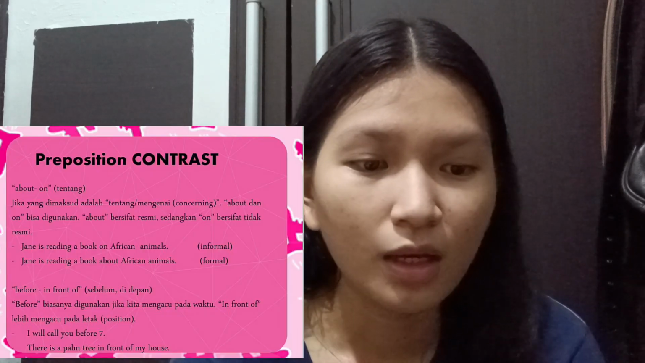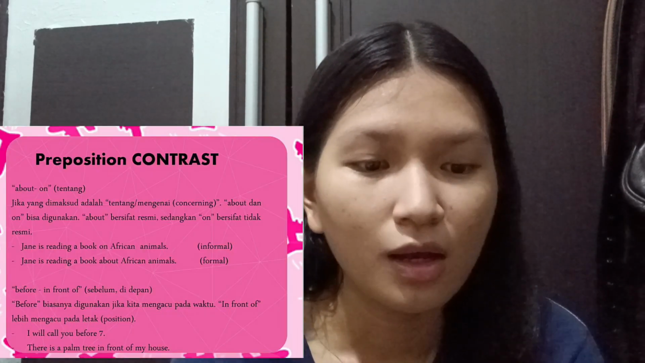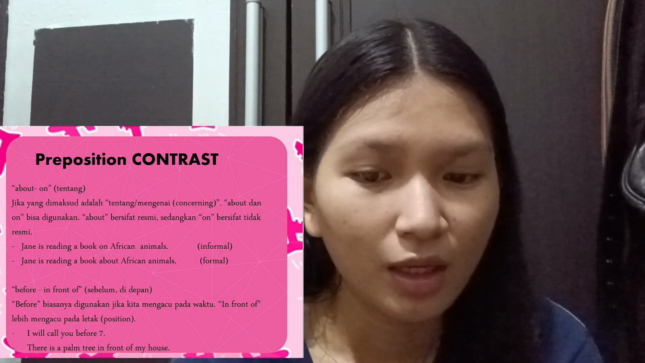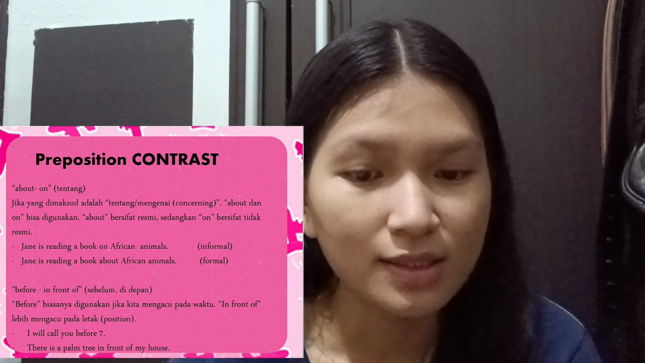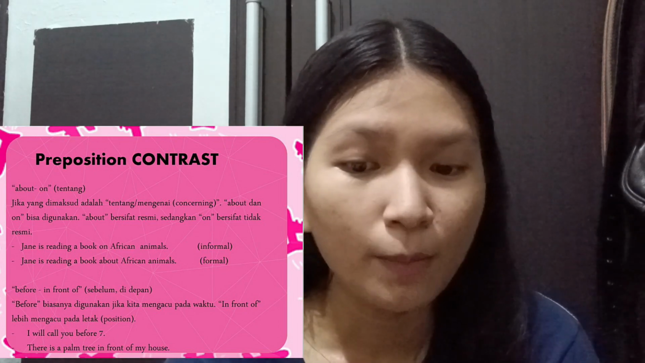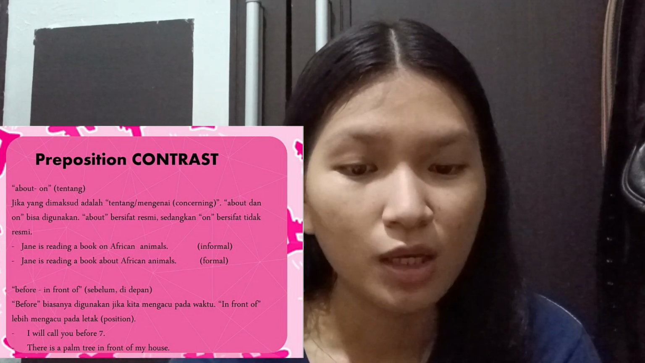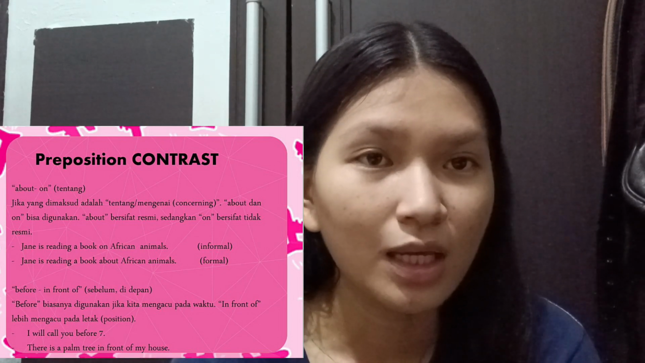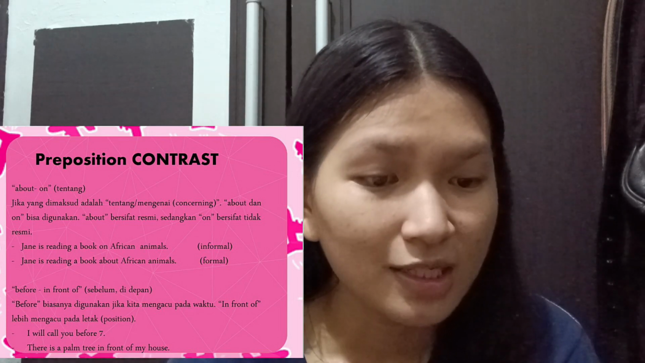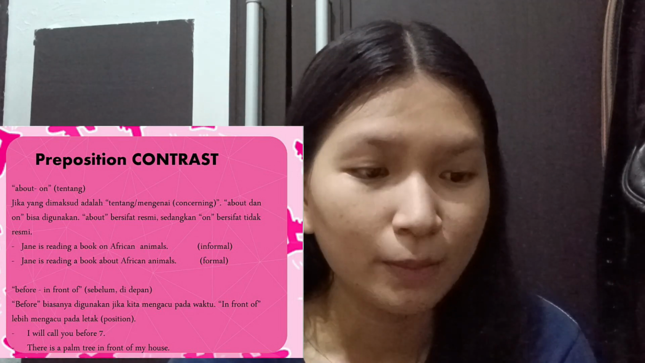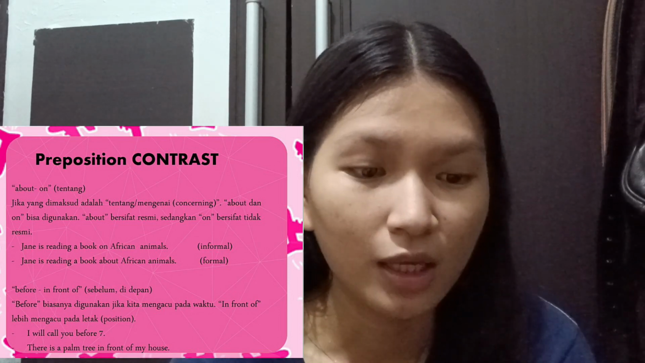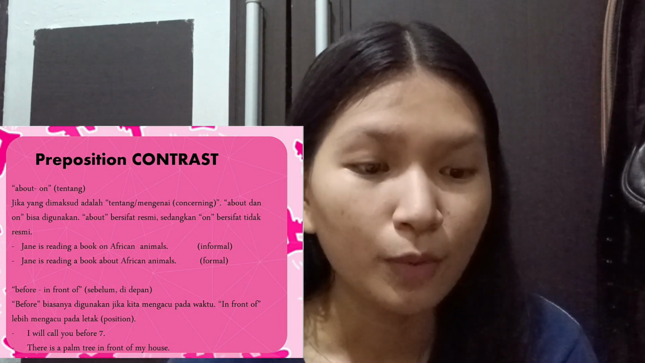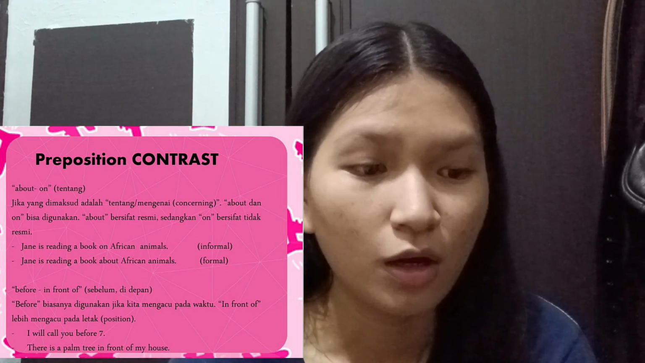In the next slide, we are going to explain preposition contrast. About, on, or tentang. If what is meant is about or regarding, about and on can be used. About is official while on is informal. The example: Jane is reading a book on African animals. Jane is reading a book about African animals for fun.